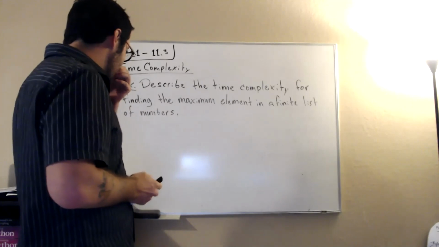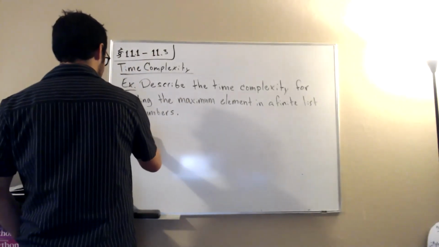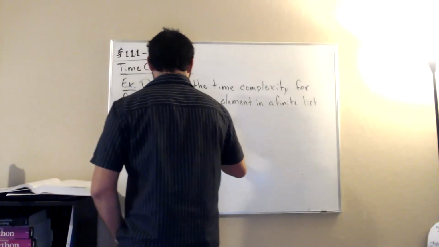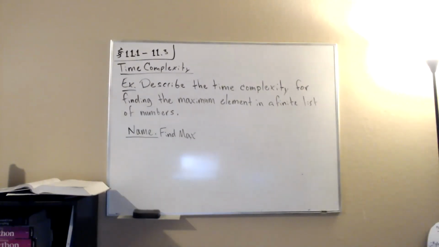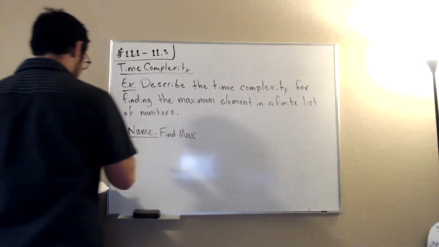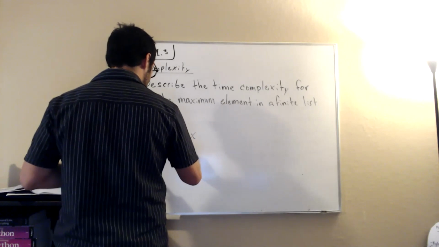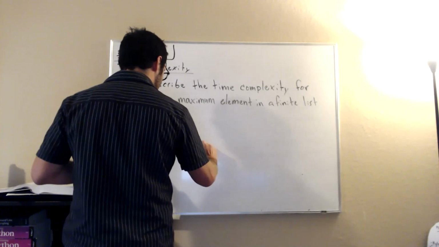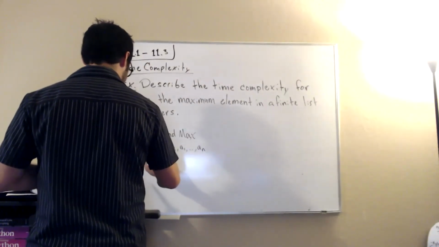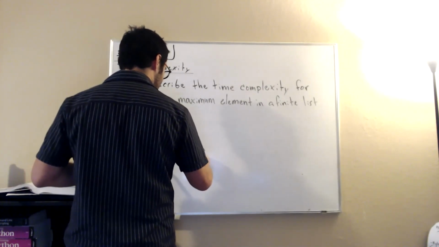Okay. We will use comparisons as our atomic operations for this example. So let's first look at the algorithm. We'll call it find max. Okay. And let's say we'll have our input, a finite list L of numbers. We'll say there's n of them. And then our output will be max, which is the max element in L.